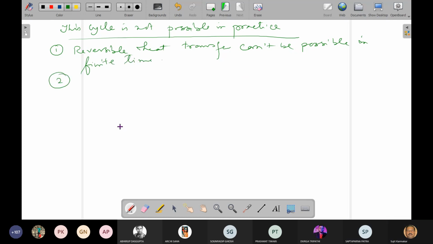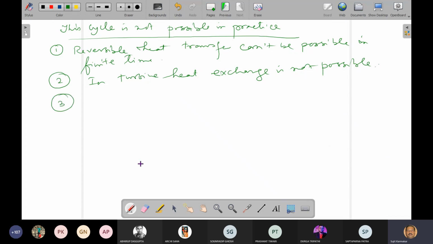Number two, in the turbine, heat exchange is not possible. That means the turbine and the heat exchanger both cannot do their work together. So that is not possible.